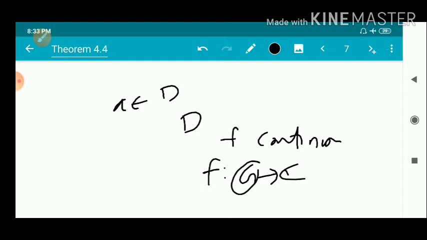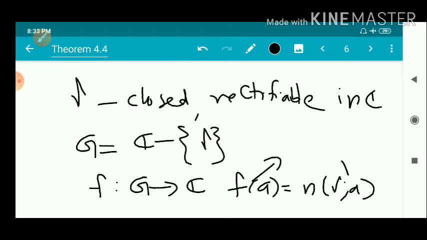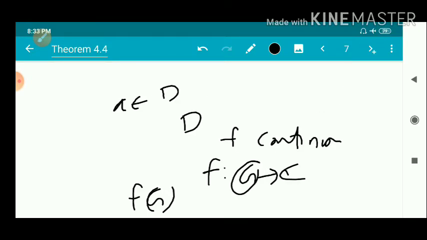We have the result: the continuous image of a connected set is connected. So G is connected. We suppose that f is continuous, so f of G is connected. And f of G, the definition of f is index number. We know that index number is always an integer. So f of G is a subset of the set of all integers. So f is a continuous function from G to C, f of G is connected, and f of G is contained in the set of all integers.